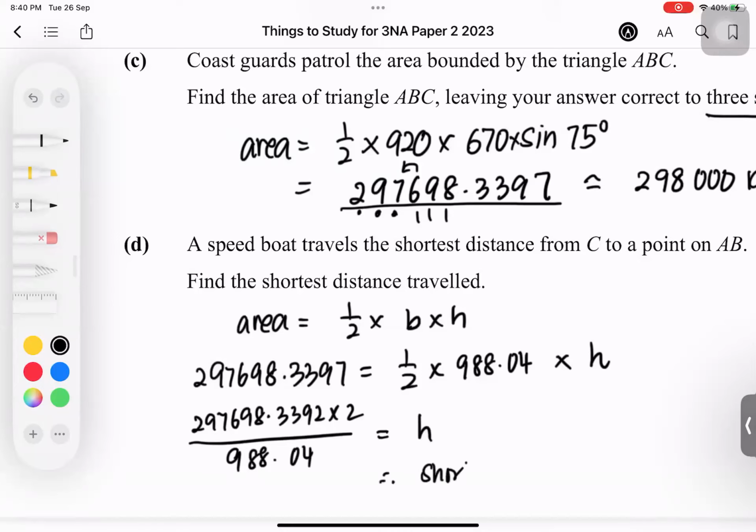Therefore, the shortest distance equals this many kilometers, 3 significant figures. Go and find. Is that okay?